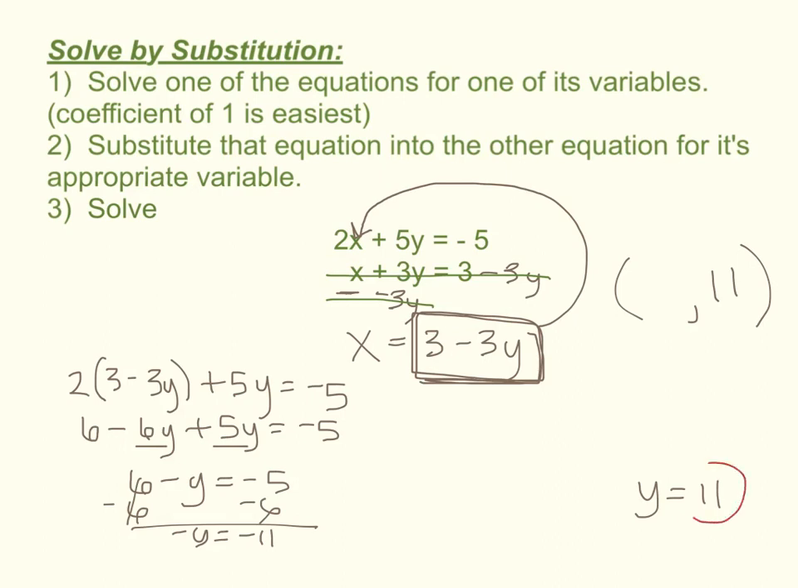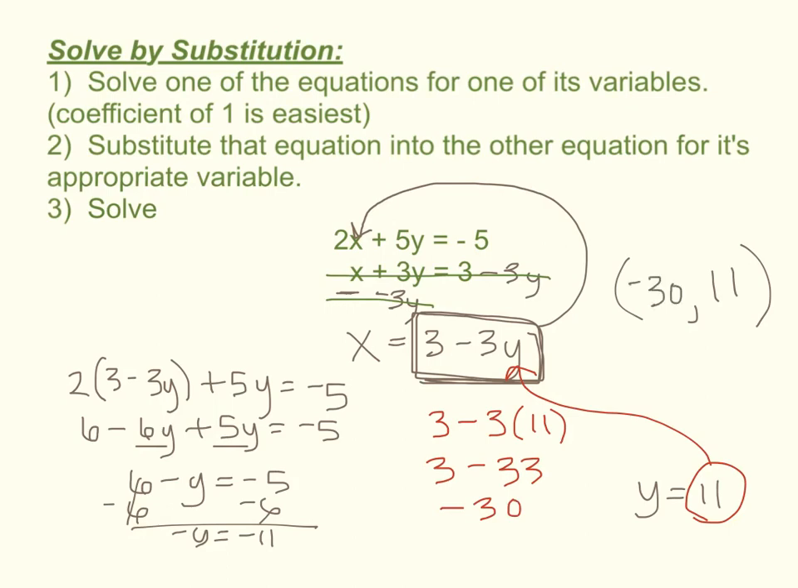And the easiest way to do that is to take the y and actually just plug it into the equation that you isolated for in the beginning. So instead of 3 minus 3 times y, now that we know y is 11, it's going to be 3 minus 3 times 11, or 3 minus 33, in this case negative 30. So x equals negative 30, y equals positive 11, and that's the solution to my system of equations.